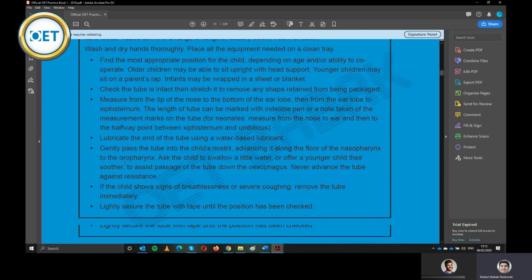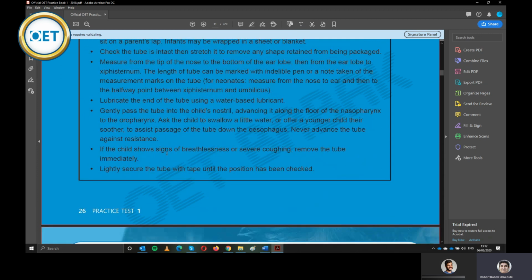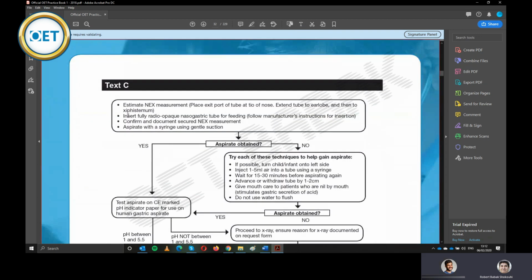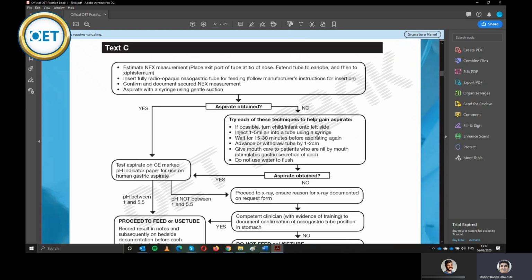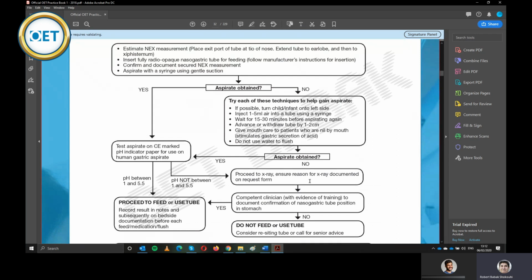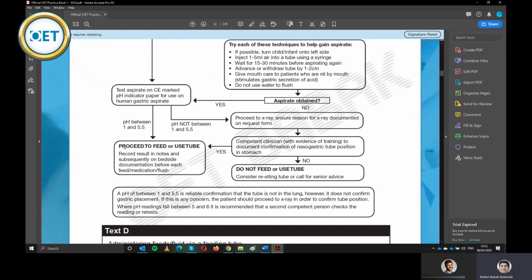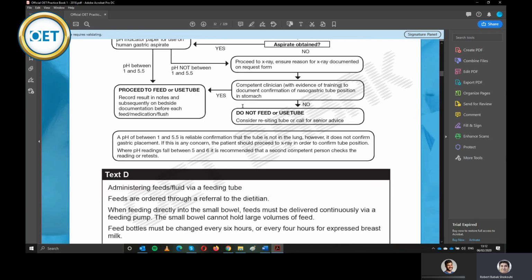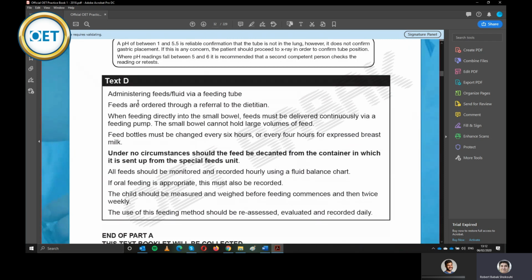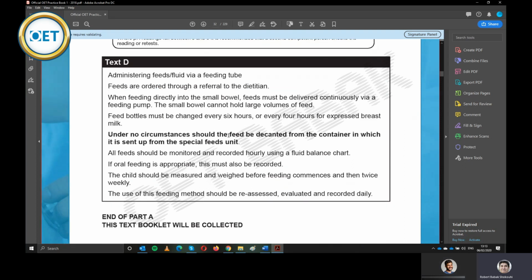And this is the procedure, how they do it. Okay. Text C is estimate, measure, insert fully, confirm document, aspirate the syringe, and there is a flow chart. Okay, so it's making sure aspirate obtained, making sure that it is in the right place probably, and text D administering feeds and fluids, how these are used. Okay, just this is our survey.